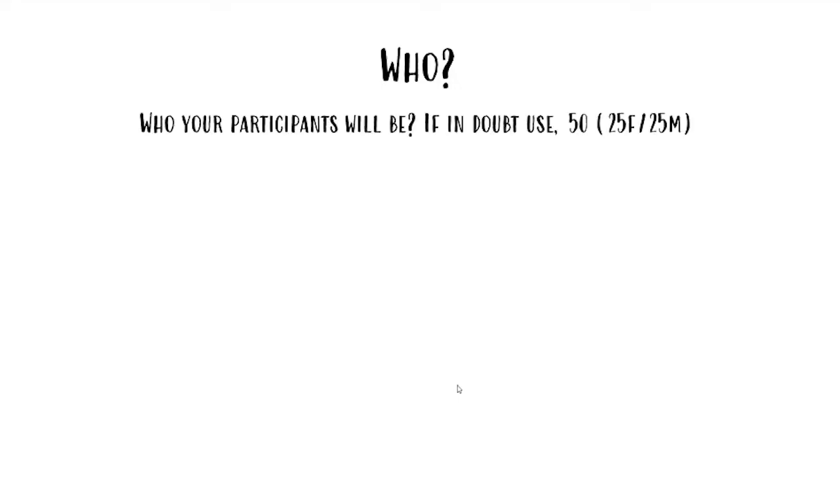So here are a bit easier sections that you need to complete. So the first one will be your who, and this is your participants. Who will your participants be? So if in doubt, I always tell my students to use 50 participants, 20 females, 20 males. That's good enough. You don't need to go into a lot of detail describing your participants. You could be asked, and it may be relevant that you have to add some detail about participants, but that's usually not the case all the time.